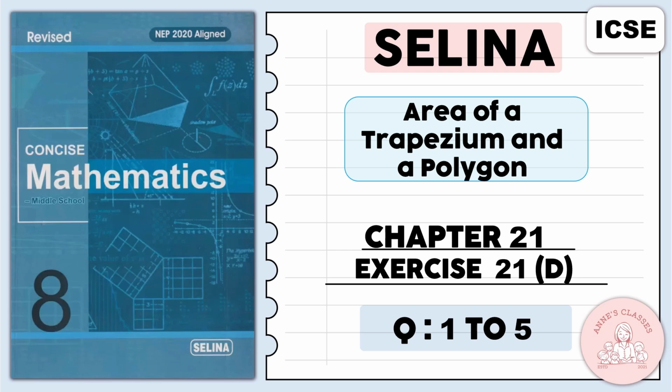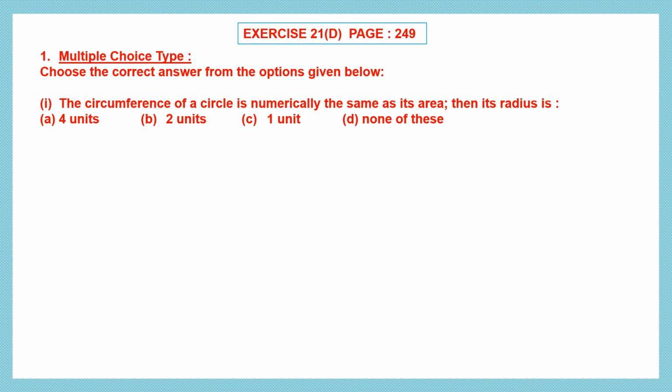Let's do area of a trapezium and a polygon, chapter 21, exercise 21D. We are on page number 249, question 1, the multiple choice type. Choose the correct answer from the options given below. Question 1. The circumference of a circle is numerically the same as its area. Then we have to find the radius.